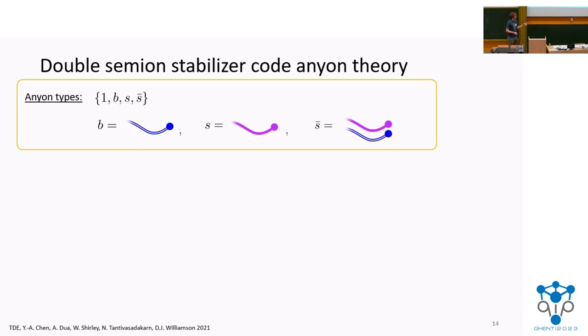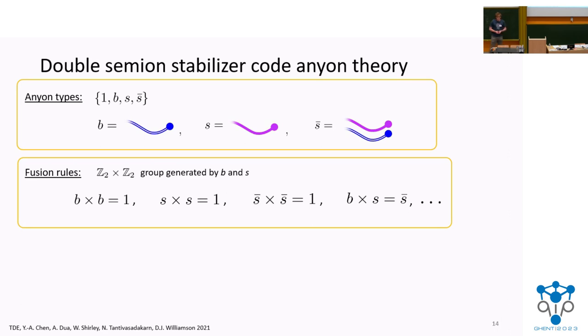It turns out there are 4 types. So we already know that this is distinct from the Z4 toric code. The Z4 toric code had 16 types of anyons. It turns out the usual toric code on qubits also has 4 anyon types. The fusion rules are also the same as the usual Z2 toric code. They form a Z2 cross Z2 group under fusion. But what's notable about the double semion stabilizer code is revealed when we consider the exchange statistics.